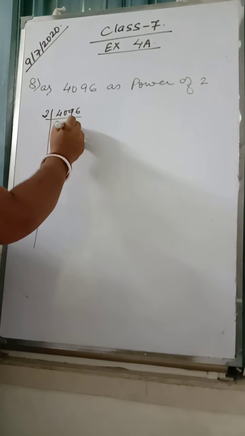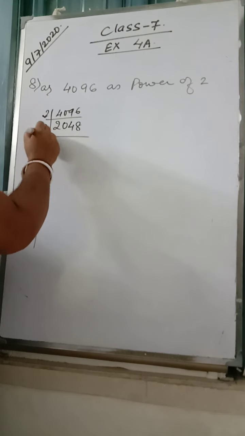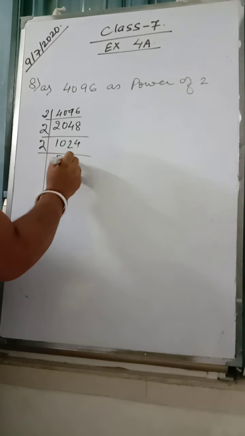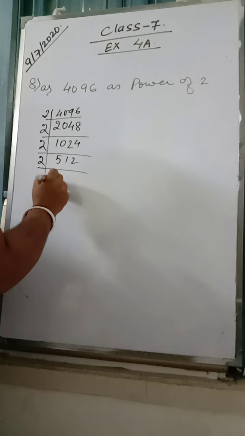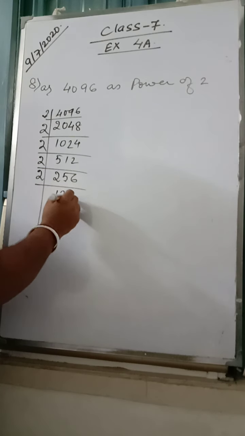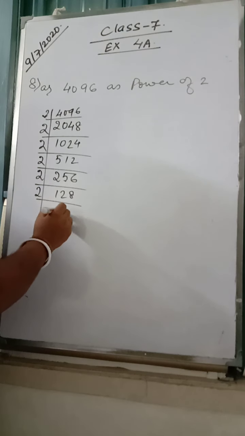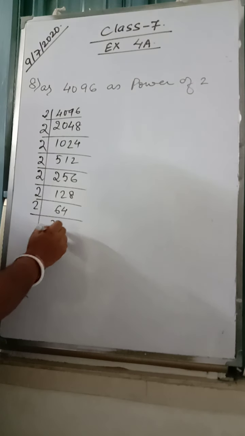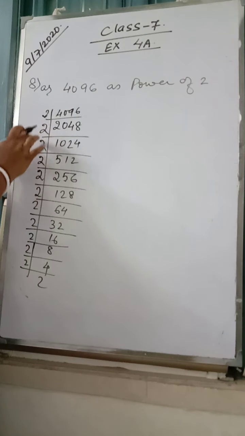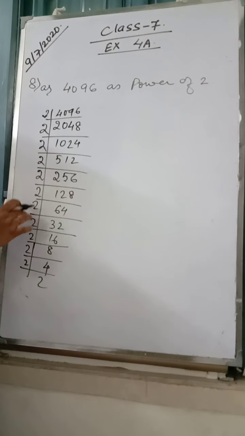2 2s are 4, 4 2s are 8, 1024, 512, 256, 128, 64, 32, 16, 8, 4, 2. So 1, 2, 3, 4, 5, 6, 7, 8, 9, 10, 11, 12.